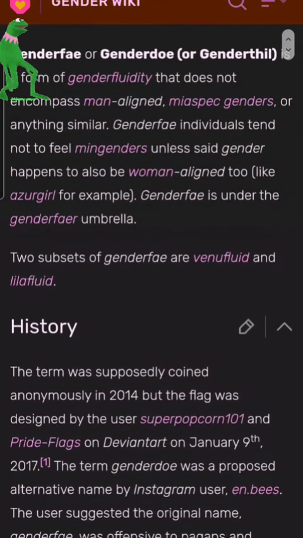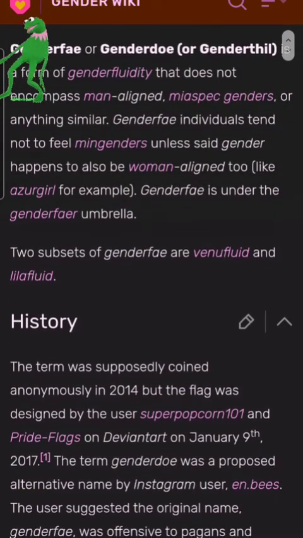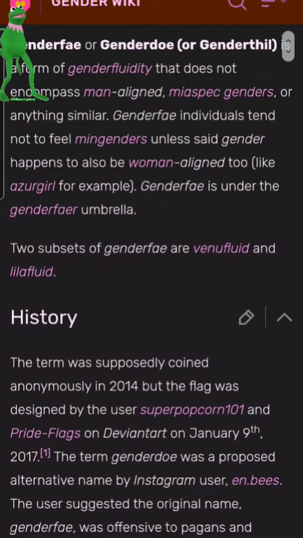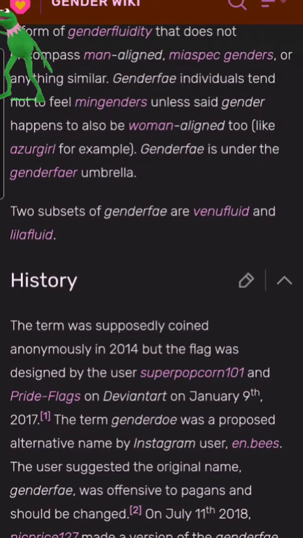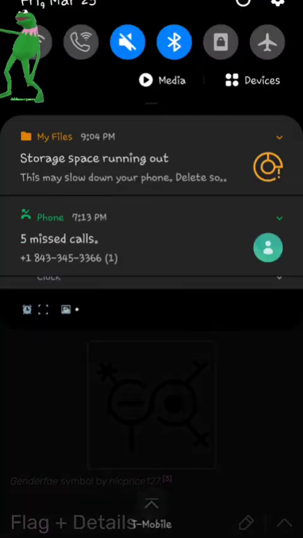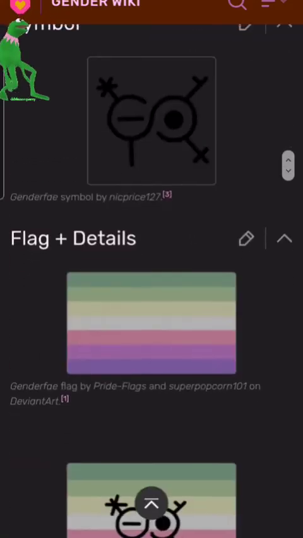Gender fay or gender fae is a form of gender fluidity that does not encompass male-aligned or masculine genders or anything similar. Gender fay individuals tend to not feel many genders unless said gender happens to also be woman-aligned too, like a demi girl, for example. Gender fay is under the gender fay umbrella. I didn't know that gender fay was a thing, and I'm glad I know now.